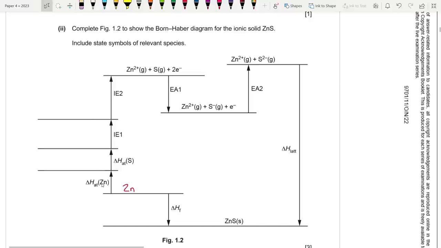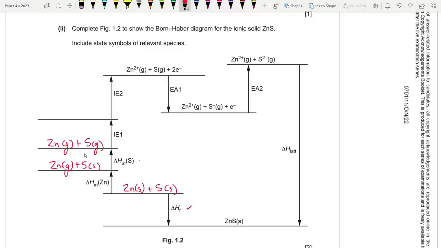So here we need zinc solid, which is the natural state of zinc, and we need sulfur. Sulfur does exist as S8 naturally, but for the sake of it, you can just write S solid. That also works, the yellow solid sulfur. Now atomization of zinc leads to zinc gas. Sulfur is still S solid. This is the enthalpy of atomization of sulfur. So we are going to end up with zinc gas followed by sulfur gas over here.